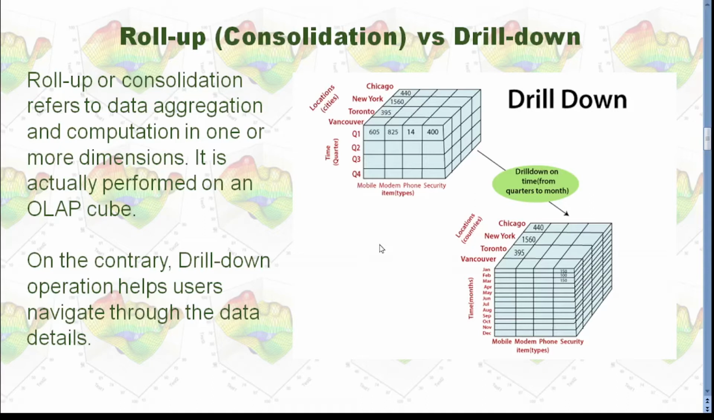There are two important concepts in a data cube. One is called roll up, and the other is called drill down. When you do roll up, basically you aggregate all your data into a bigger unit. And when you drill down, you break down your data into smaller pieces to get the details.